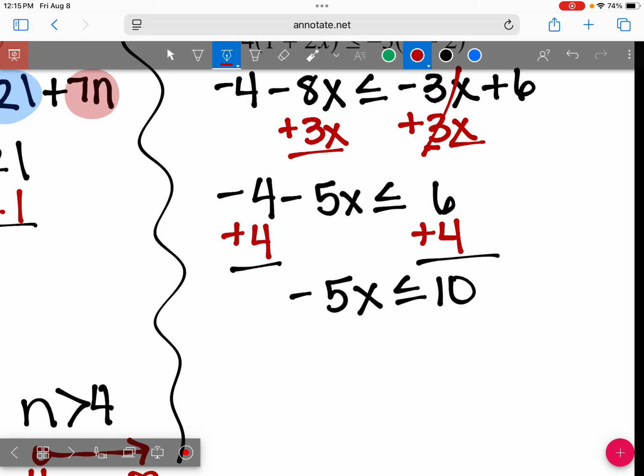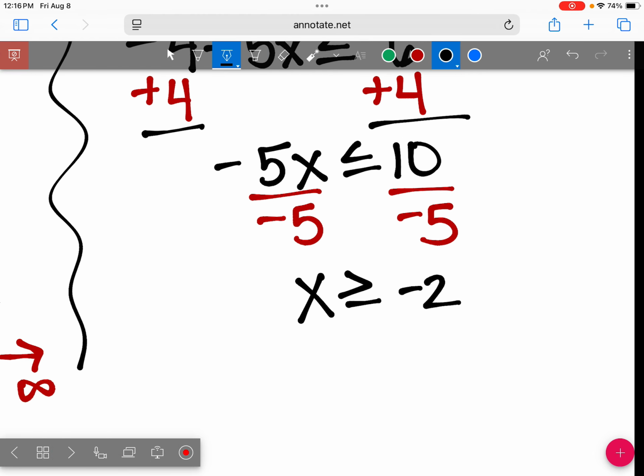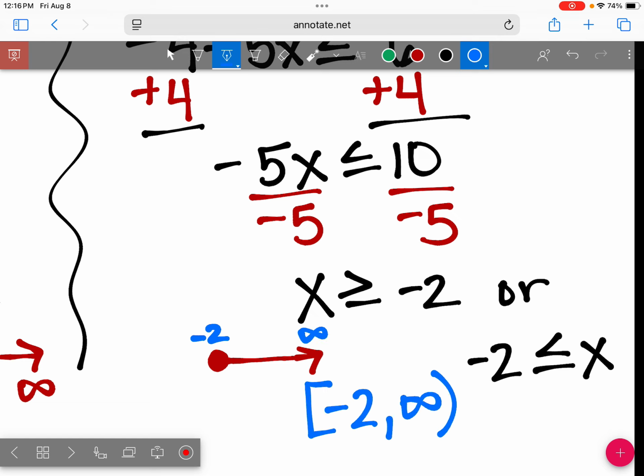I'm dividing both sides by -5, which means I have to flip my inequality. So x becomes greater than or equal to -2. Now, if you solved yours differently, you could have also had the -2 written that way, but regardless, I'm starting at -2. That's a hard bracket, and I'm going to the right. So it's -2 to infinity. So hard bracket -2 to positive infinity.